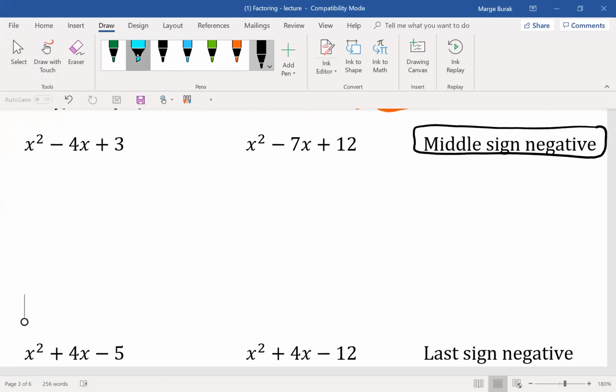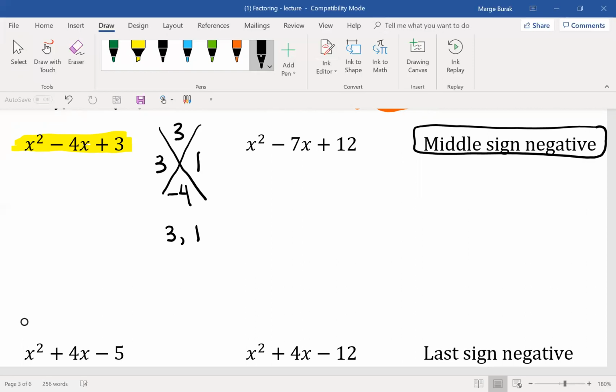We have a trinomial. We're going to factor this trinomial. Only this time, even though we still have a as 1 in front of x squared, the middle sign is negative. So let's put our positive 3 up here, our negative 4 below. Now we need to find two numbers that multiply to 3. Well, it's only 3 and 1. And that would be 3 times 1.